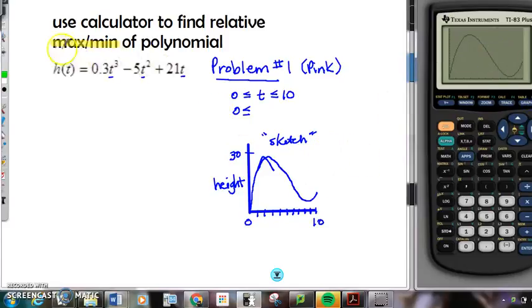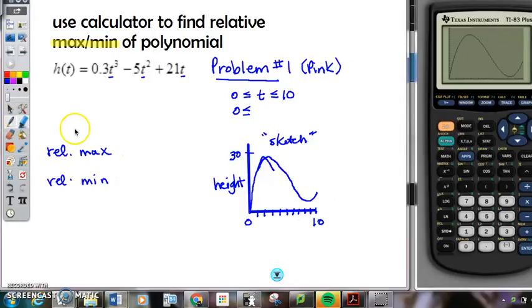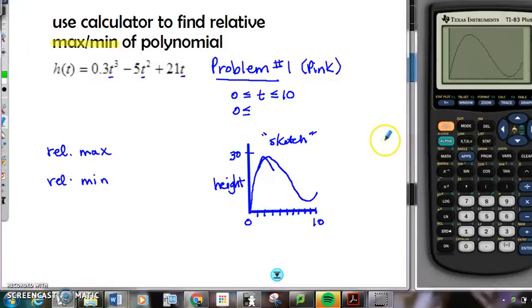Now I need to actually find the max and the minimum. When we talk about that, we're actually talking about the relative max and the relative minimum. In layman's terms, a max is going to be the top of a hill, and the minimum is going to be the bottom of a valley. That's pretty much all that means. Now, I'm going to show you a little trick in the calculator, but it's going to immediately ask you questions instead of give you answers. It's going to say, okay, where do you want me to look?